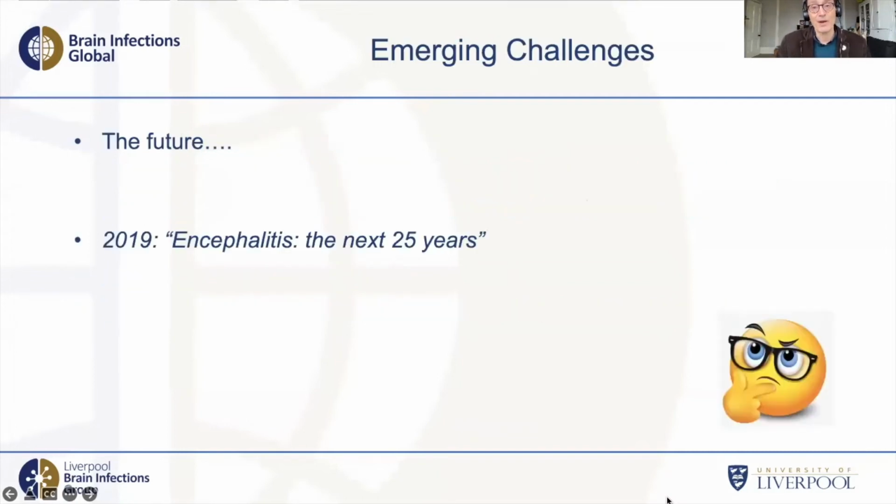So I've been asked to talk about emerging challenges. Last year in this same conference, I was asked to talk about emerging causes in brain infections. So this time I've broadened it out to some of the wider challenges, and it's given me an opportunity to scratch my chin and think a bit about the future. And interestingly, I gave a talk a couple of years ago on encephalitis, the next 25 years. And it's quite interesting to see which of those predictions have come true just in the past couple of years.